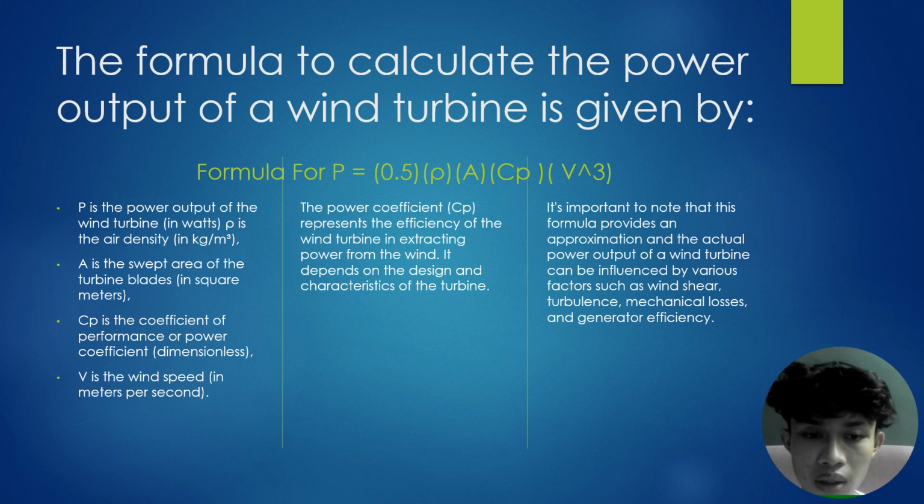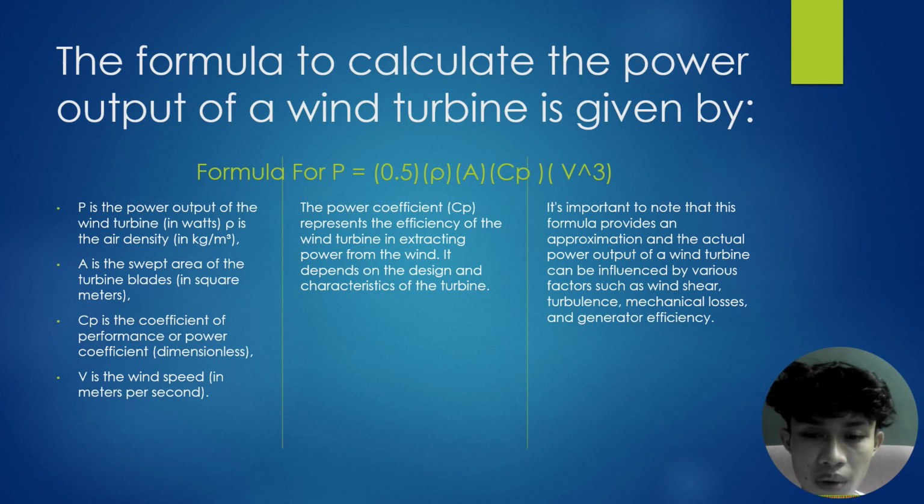Today I will present the formula to calculate the power output of a wind turbine. First of all, the formula is P equals 0.5 times rho times A times Cp times V cubed. P is the power output of the wind turbine in watts, and rho is the density in kilograms per cubic meter. A is the swept area of the turbine blades in square meters, while Cp is the coefficient of performance or power coefficient, dimensionless. And lastly, V is the wind speed in meters per second.